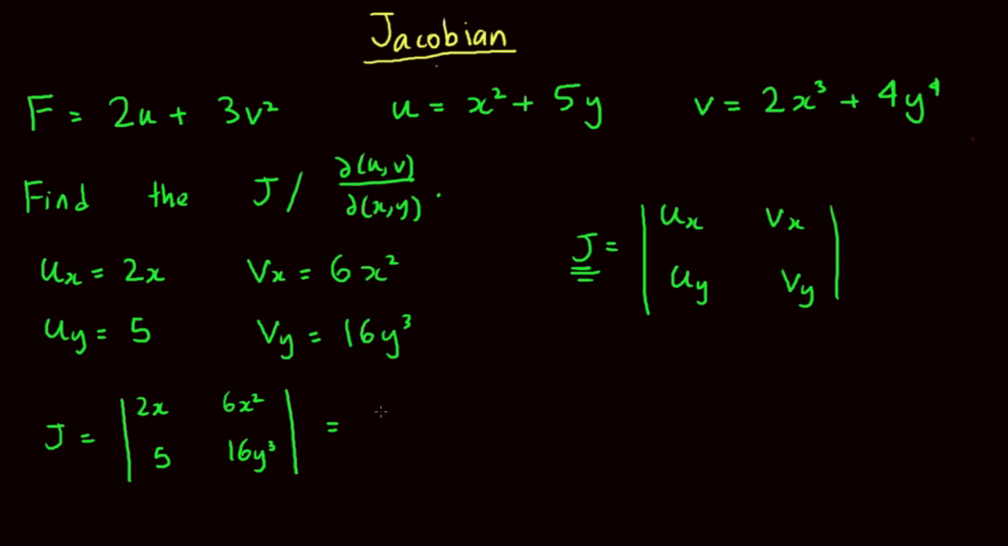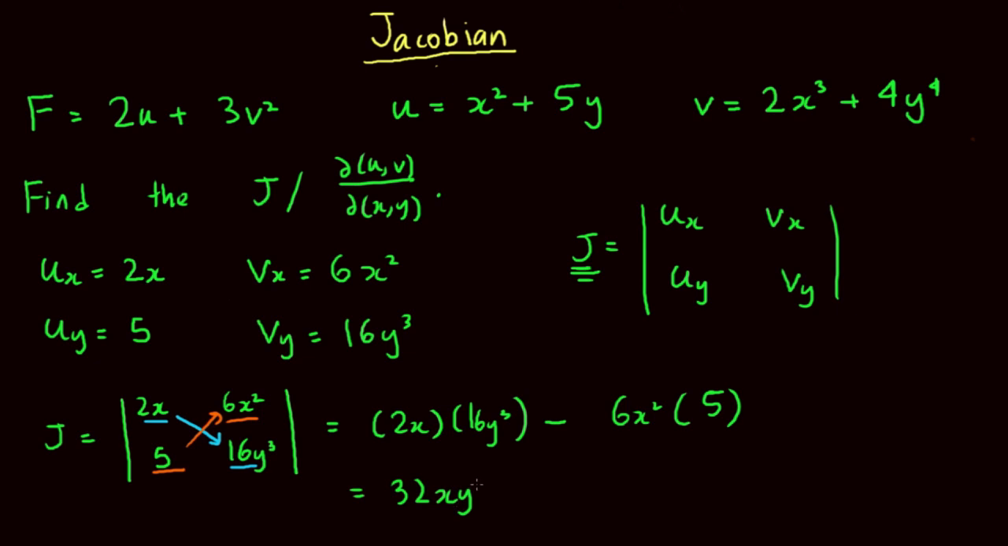So what would happen is you find the determinant, and remember, to find the determinant of a 2 by 2 matrix, you just multiply these two terms first, and then subtract the product of these two terms. So it'll be something like this. Blue goes first, followed by orange. So it'll be simply 2x times 16y cubed, minus 6x squared times 5. So you will end up having 32xy cubed minus 30x squared. That's basically it. That's basically your Jacobian.